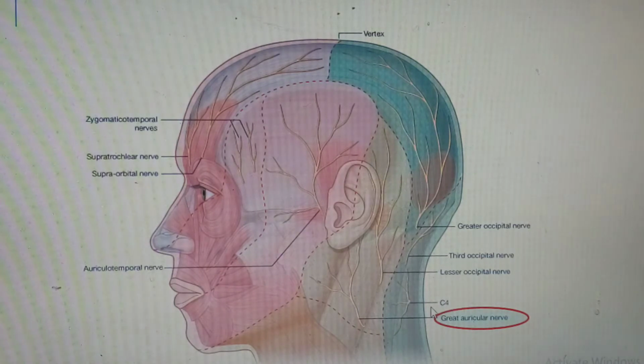Apart from that, the next nerve that I'm going to talk about is what we call the great auricular nerve. For the great auricular nerve, its root value is C2 and C3. As you can see, it is also in relation to the same muscle, the sternocleidomastoid muscle. This time around, it is also emerging from the posterior aspect, but it ascends from a bit lower level.